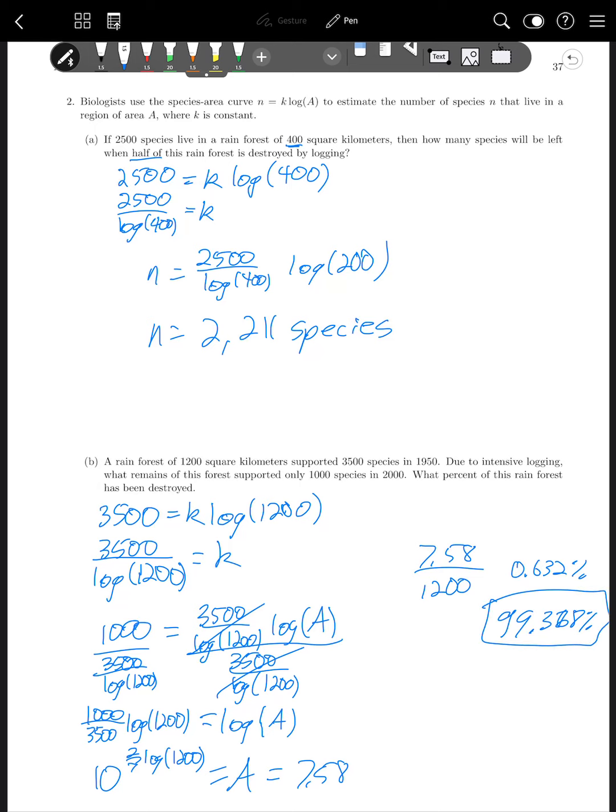Okay, so there's some examples of how logarithms can be used and how exponentials can be used. So that's it for section 4.4.